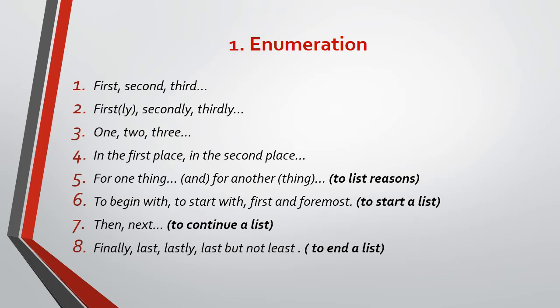The third set, we can use 1, 2, 3 instead of first, second, third, and of course they should be separated from the sentence with a comma. The fourth set, we have two conjuncts which go together: in the first place and in the second place. The fifth set, we have for one thing, full stop, for another, or for another thing.